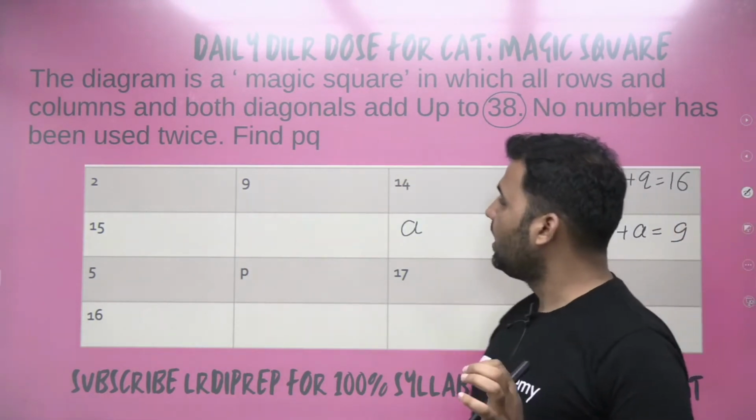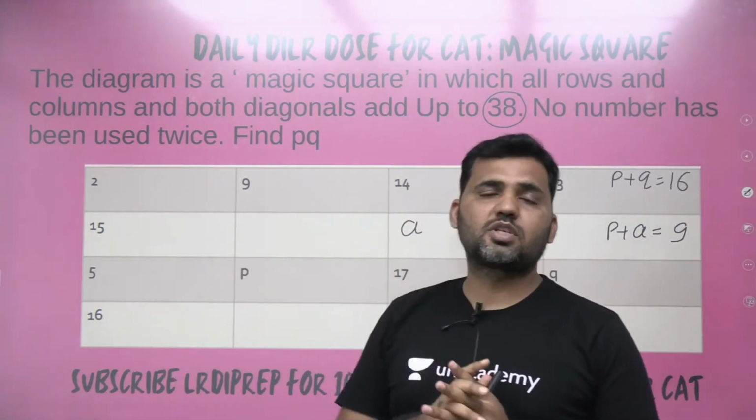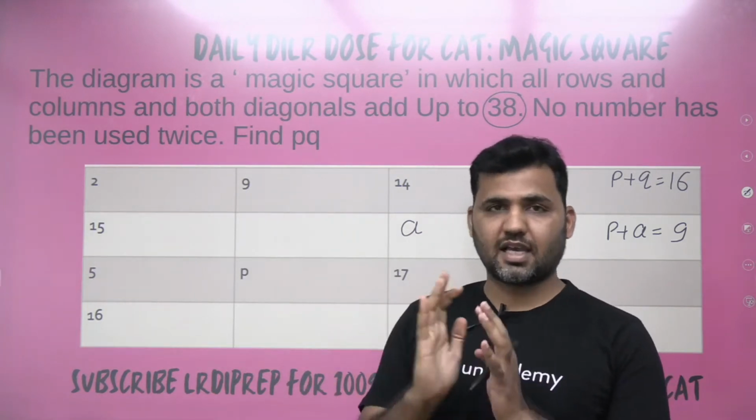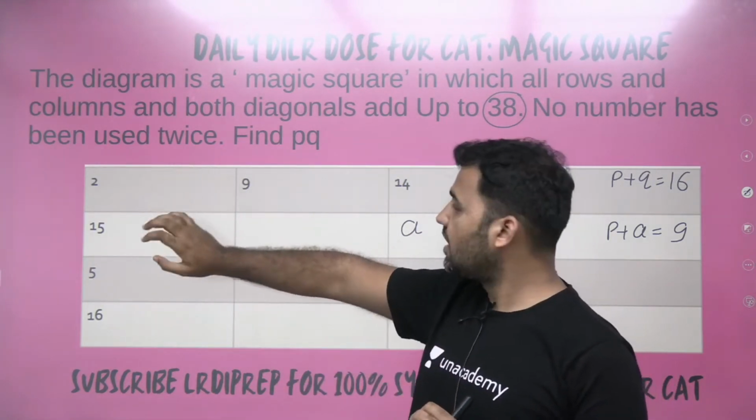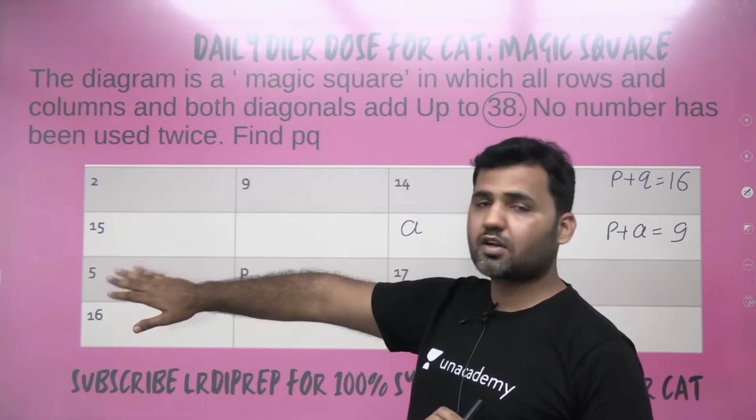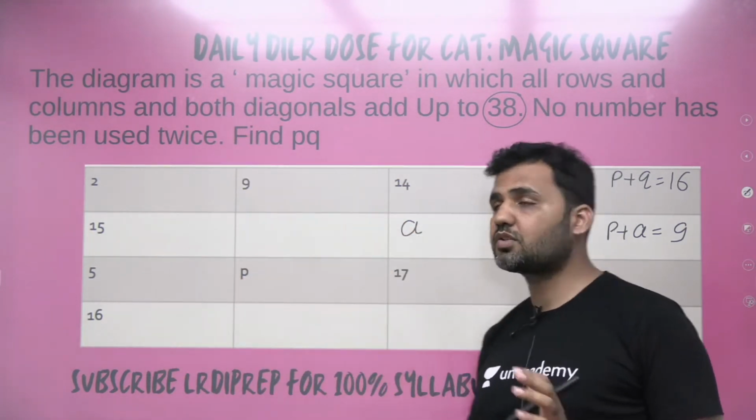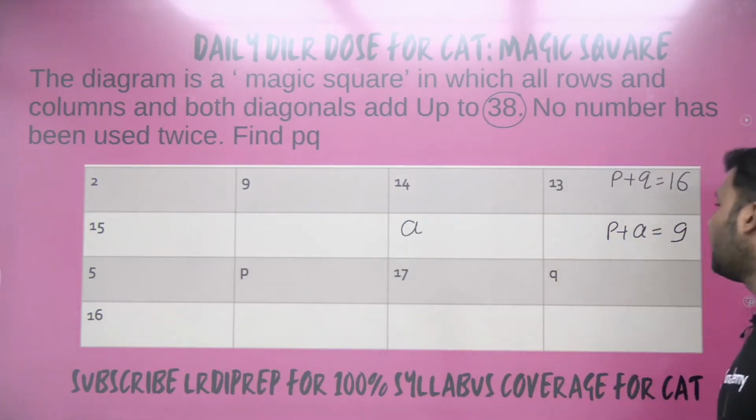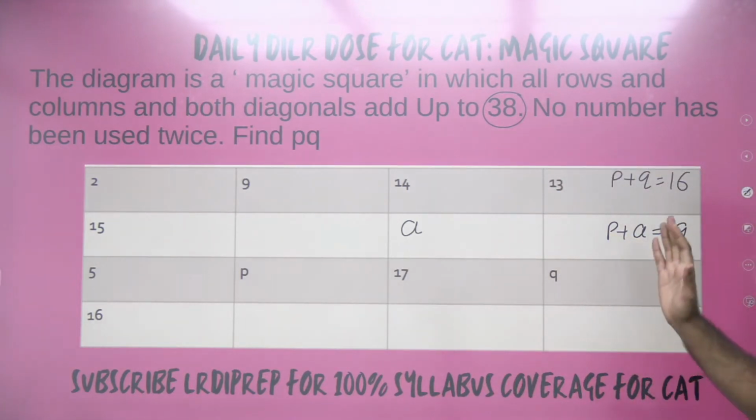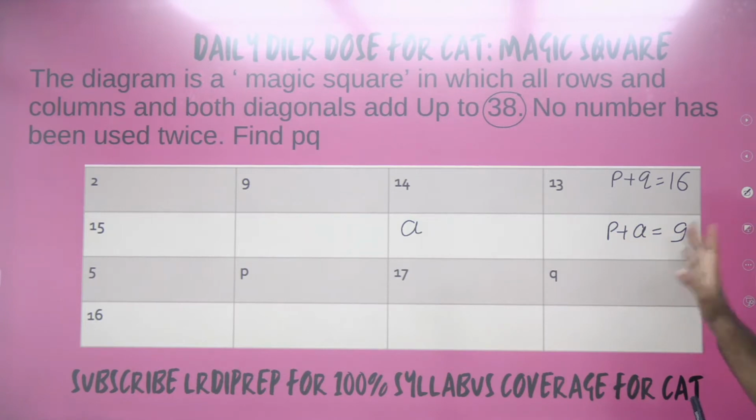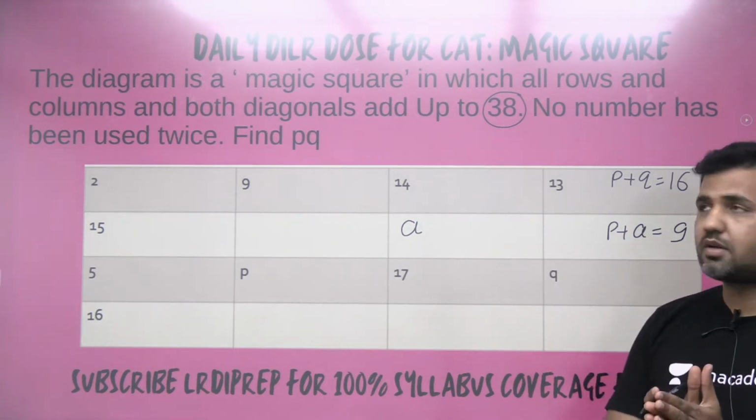What does it mean? If a particular number 2 has been used here, this number cannot be used twice. 15 cannot be used twice, 5 cannot be used twice, 16 cannot be used twice. These digits have already been used, so you cannot use these digits. Okay, now let's see what the possible combinations are for P plus A to be equal to 9. How can you make the summation of two digits equal to 9?